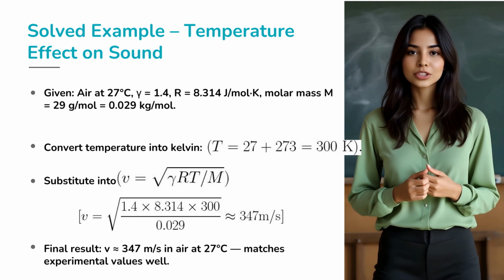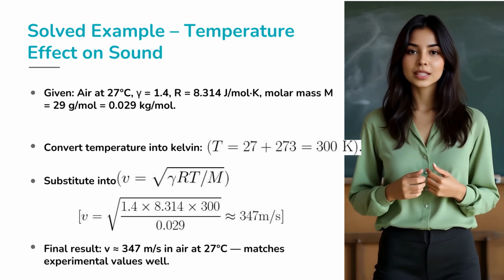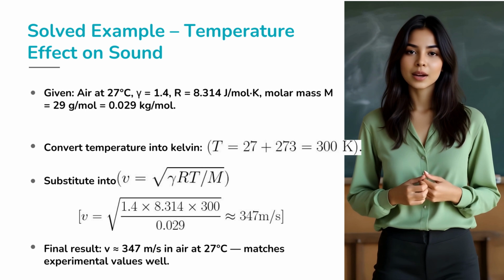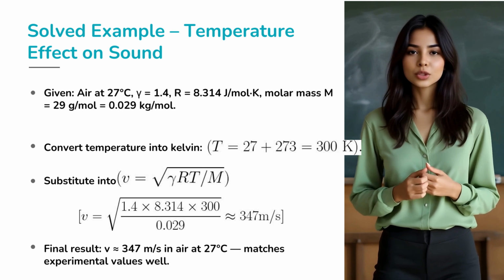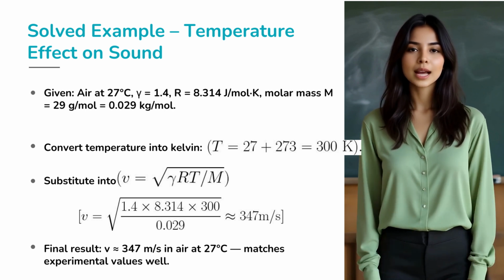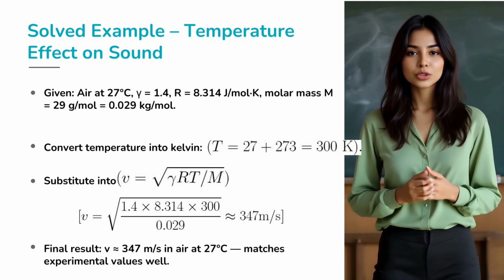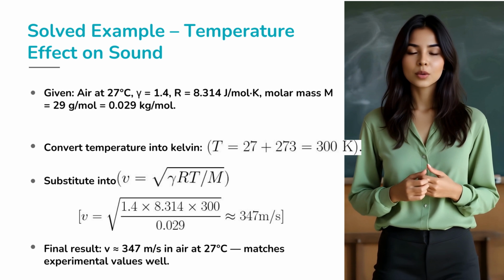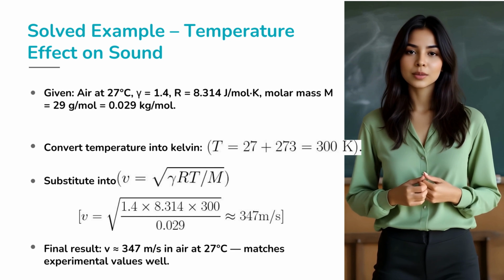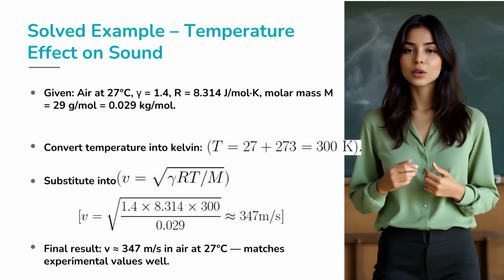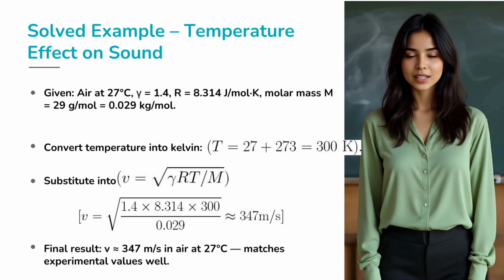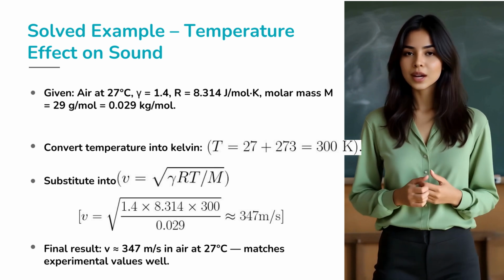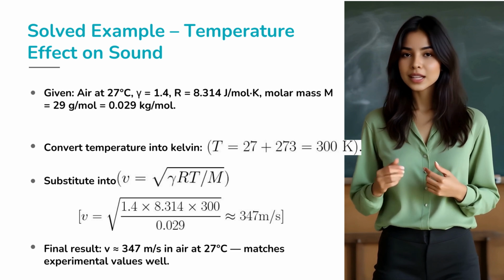Let's see how this works in real life using the formula for sound speed in gases. Suppose we are given air at 27 degrees Celsius and we know gamma, the adiabatic index, equals 1.4 for air. The gas constant R is 8.314 joules per mole Kelvin and the molar mass M is about 29 grams per mole. We need to first convert that molar mass to kilograms per mole. 29 grams equals 0.029 kilograms. Next, we convert temperature to Kelvin by adding 273, so 27 plus 273 equals 300 Kelvin.